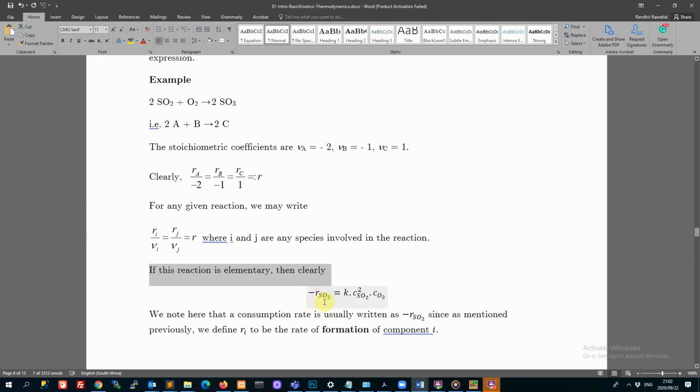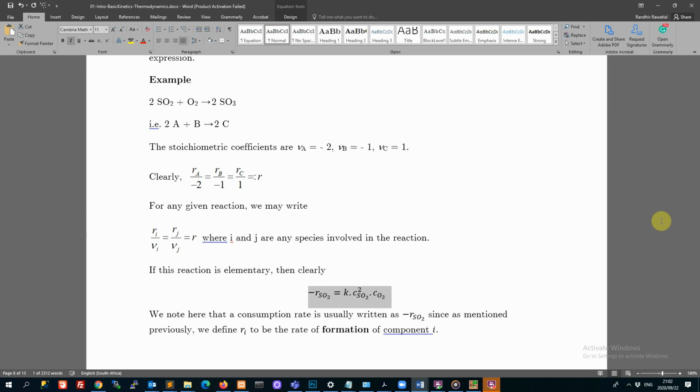But we can say that the rate of disappearance of sulfur dioxide is equal to the concentration of sulfur dioxide squared times the concentration of oxygen. So this is a possible rate expression. Sorry, I said rate equation, rate expression, right? So we need a way to find a number for this rate. This is not just a concept. We want to know we have a reaction rate of 50 moles per second per cubic meter or whatever it is, and we need a way to calculate this number.